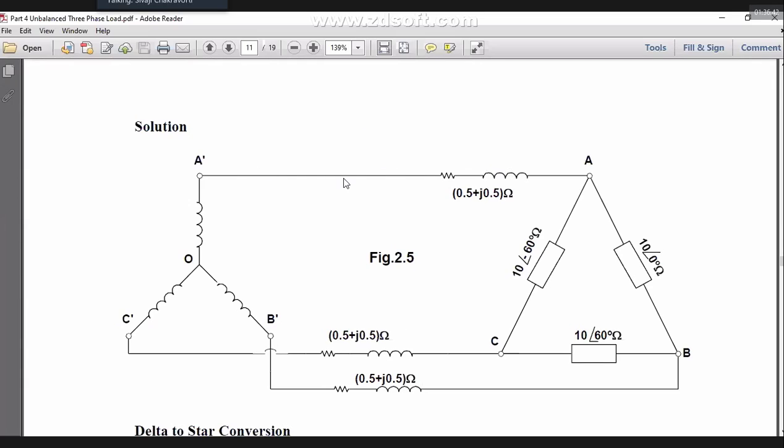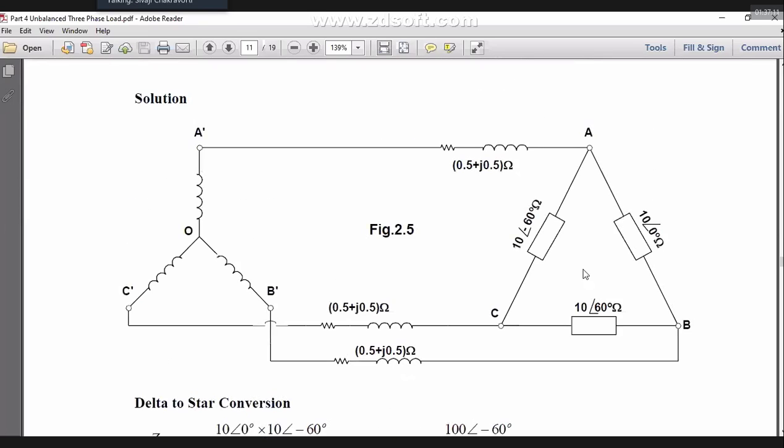Then it is very simple, because then I have a delta, and delta we know how to solve. So we write the three voltages and always assume the phase sequence. That is, if not given, take it as A, B, C, or red, yellow, blue as the phase sequence. So these are the three voltages. Then these are the three impedances. Simply calculate the three phase currents of the delta by phase voltage by phase impedance. And then line currents are simply IAB minus ICA, etc. That I have already explained. And straight away you get the result.